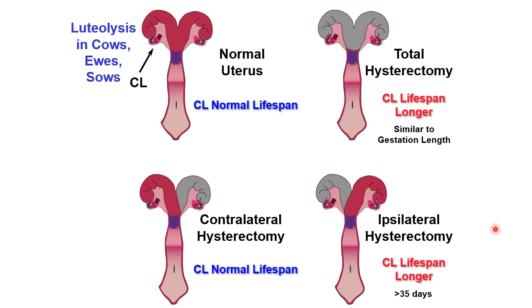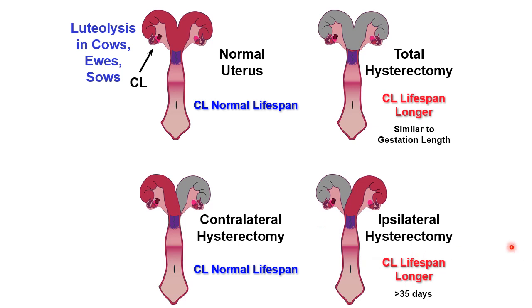A partial uterectomy that is ipsilateral to the CL will cause the CL to have a lifespan longer than the normal. So that is about more than 35 days. So the normal is 15 to 17, and if we are going to remove the uterus ipsilateral to the CL, the lifespan would be about 35 days.